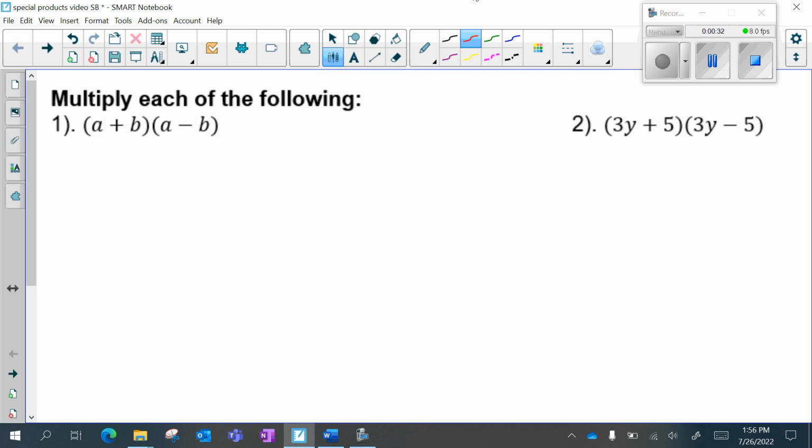So let's take a look at numbers 1 and 2. I'll do number 1 with the box method and then number 2 with double distributing. So if you have a preference, you can see both. Number 1 says a plus b times a minus b. So if I'm going to use the box method, I have a binomial times a binomial. So I'm going to set up a 2 by 2.